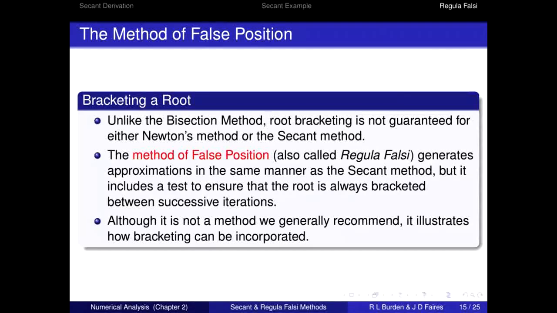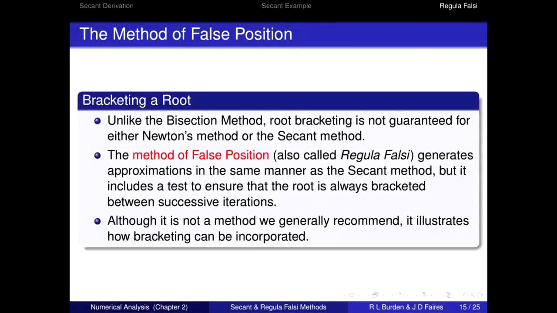and you want to use a root bracketing method and achieve the root within a smaller number of iterations, then the method of false position, or Regula Falsi method, is the most appropriate method to choose. The method of false position generates approximations. It is very familiar to the secant method because of its derivation of the formula.